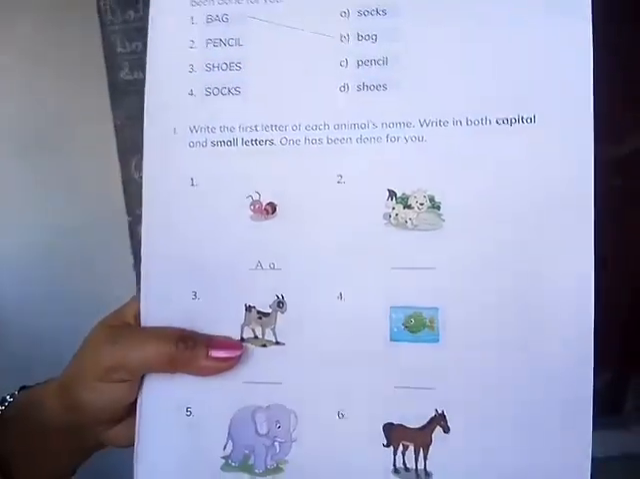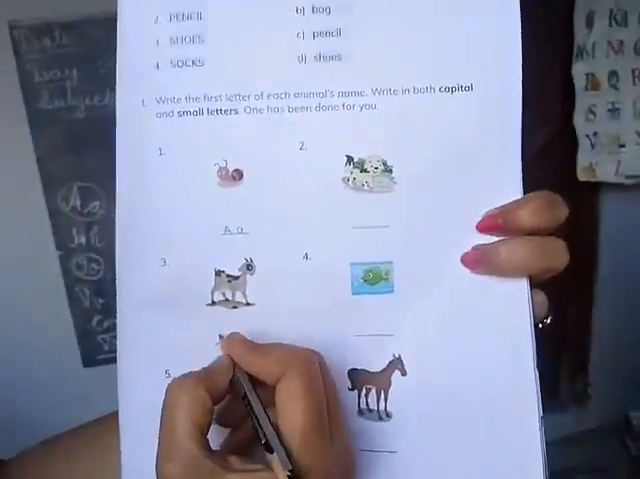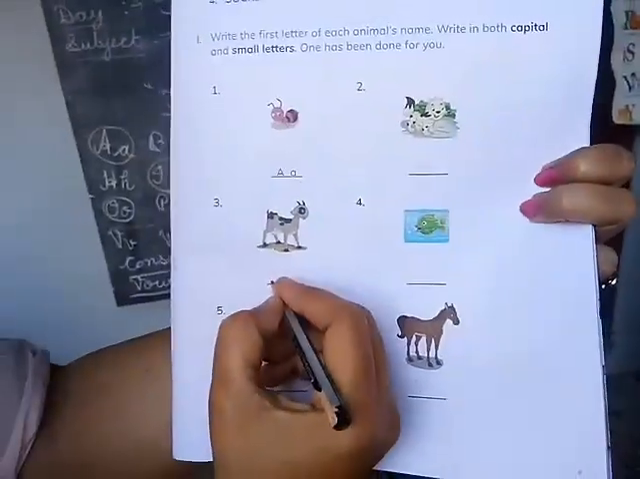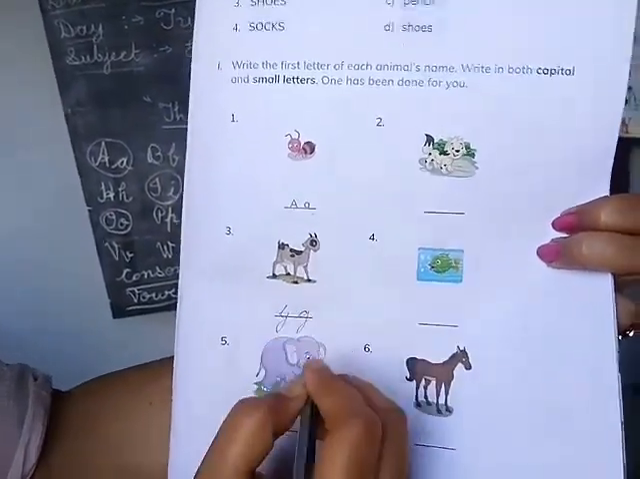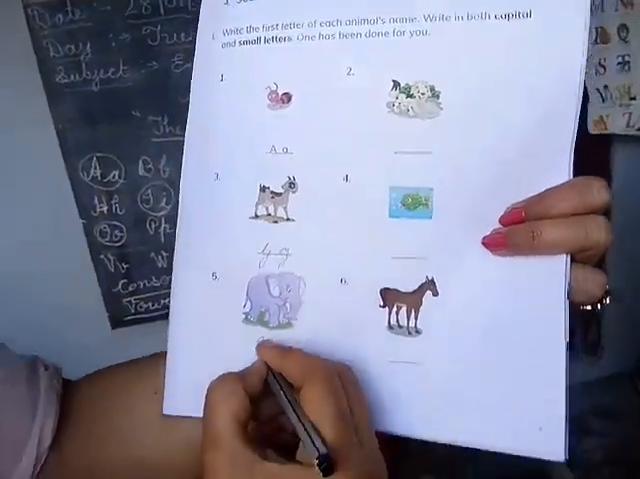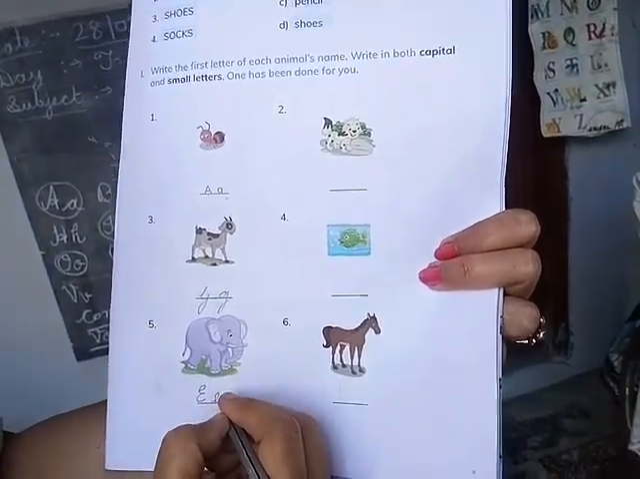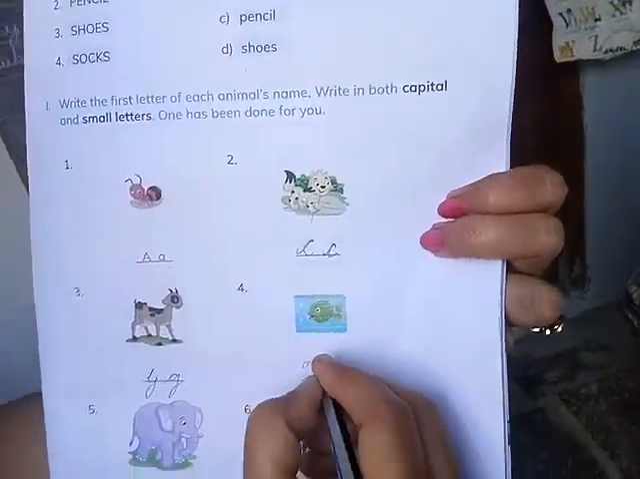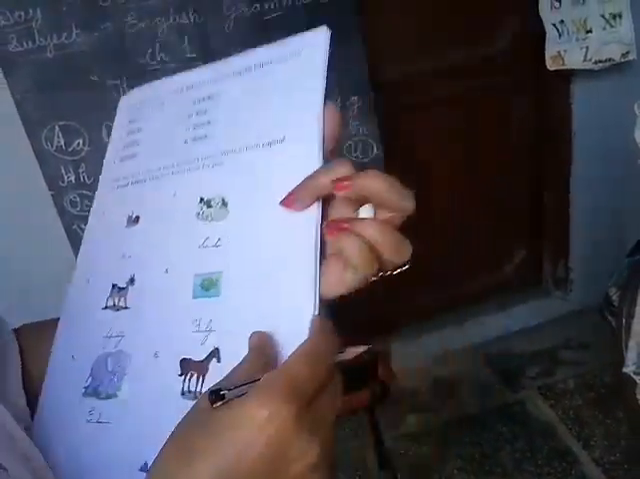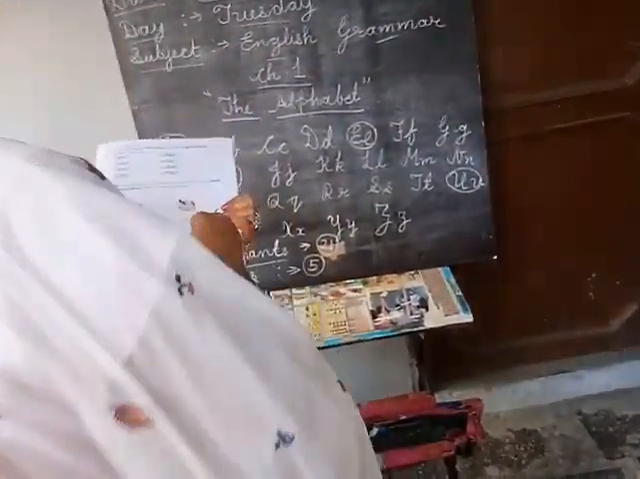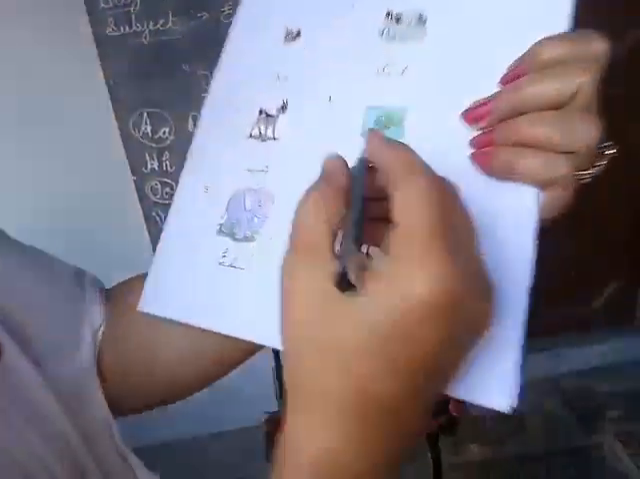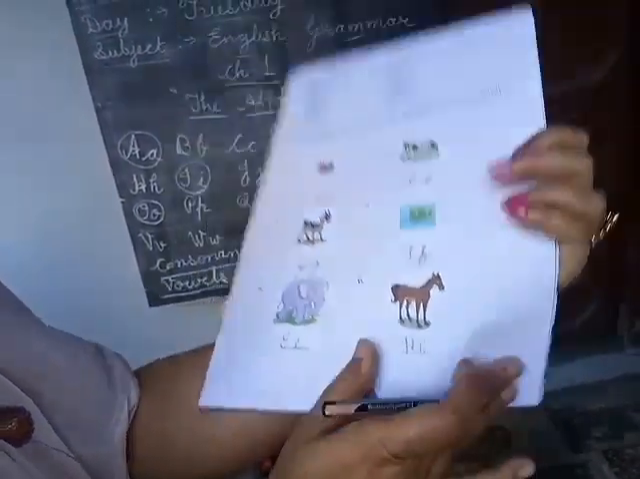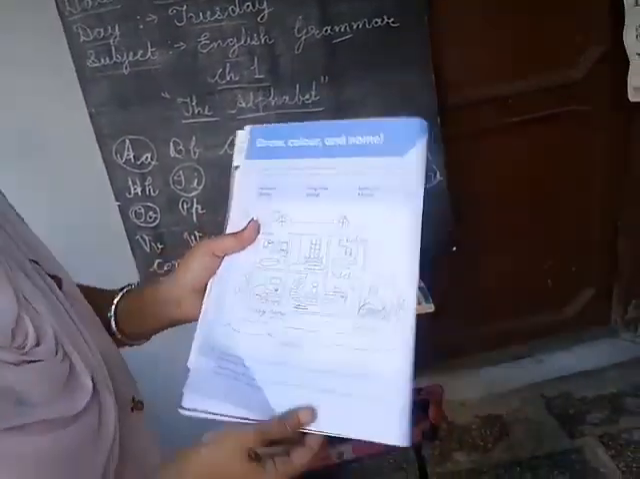Now you have to write capital and small letters. See, A, capital A, small a for ant. Like that, capital G, small g. G for goat. E for elephant, capital and small. C for cat, capital and small. Like that, F for fish, capital and small. Now H for horse, capital and small. Okay.